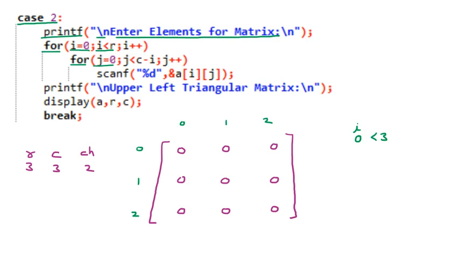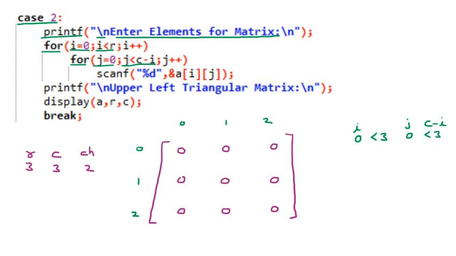j is also starting from 0, and the condition is j less than c minus i. Now c minus i: how many columns are there? 3. What is the value of i? 0. So 3 minus 0 is 3 right now, and it is checking whether j is less than 3.